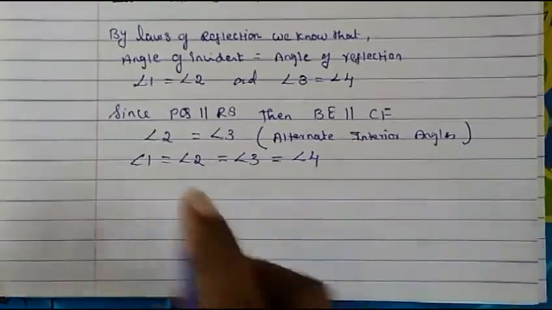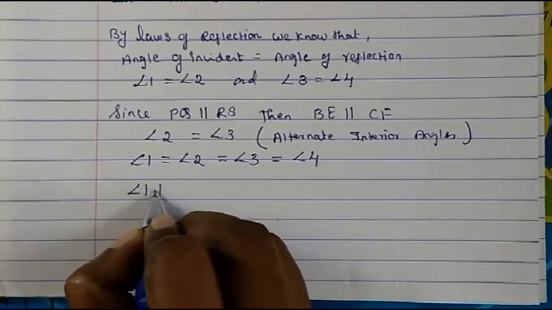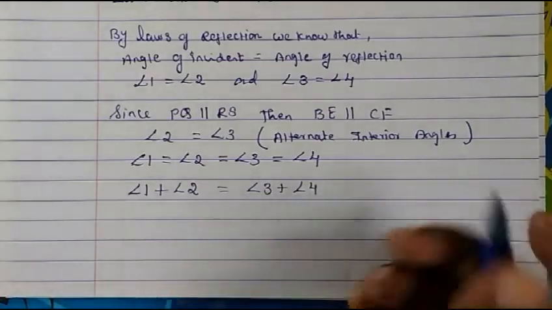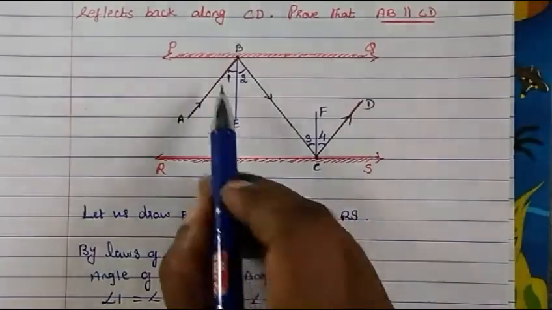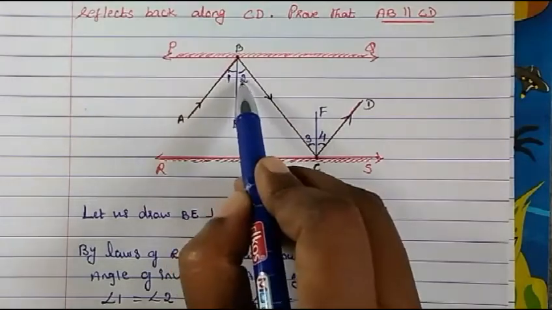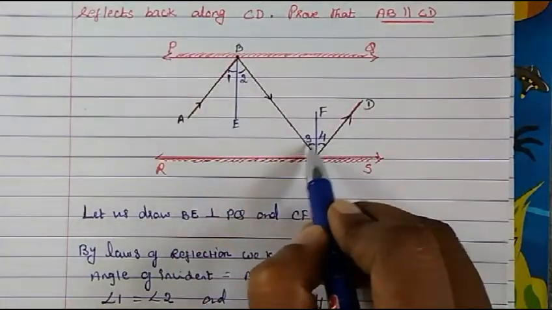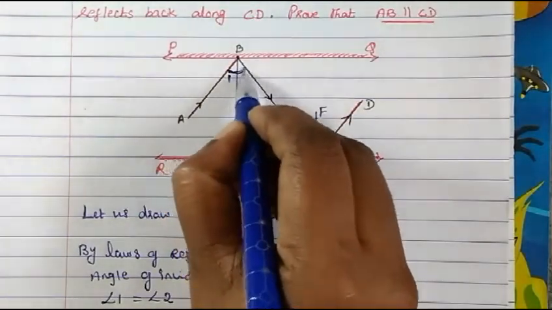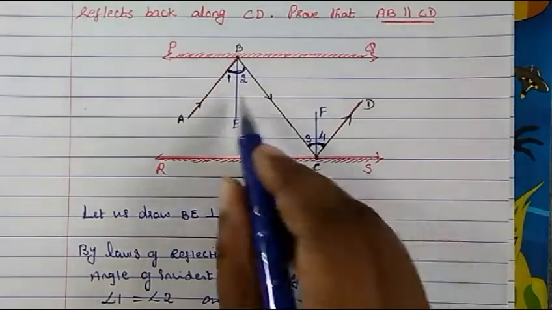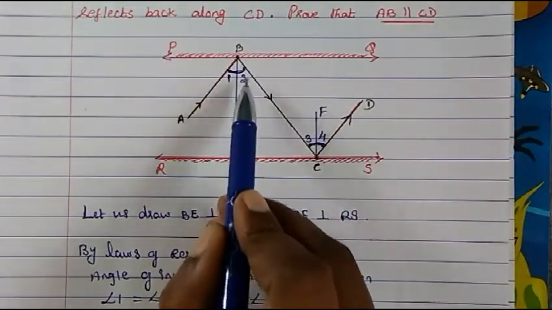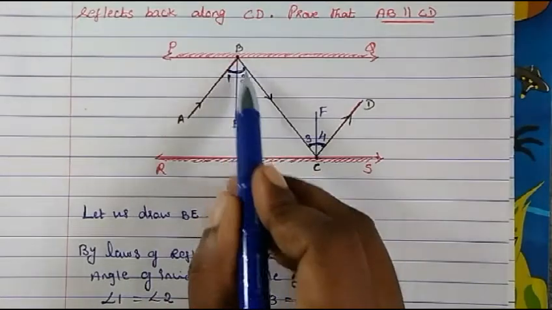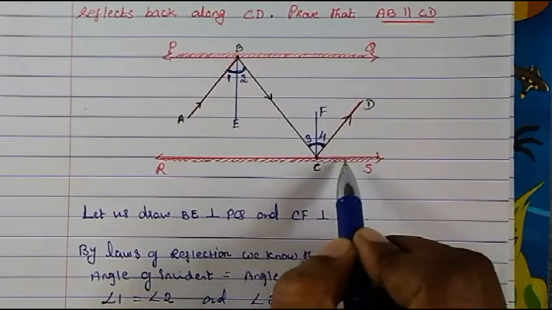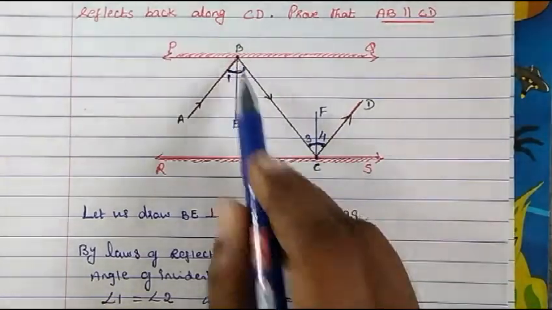Okay. So now we also can say angle 1 plus angle 2 will be equal to angle 3 plus angle 4. This way also we can say, because both are equal to each other. So 1 plus 2 together will be equal to 3 plus 4 together. So the whole thing will become equal to this angle. So both angles will become together. So 1 plus 2 is what? Actually angle ABC. And then this angle is what? Actually SCB.